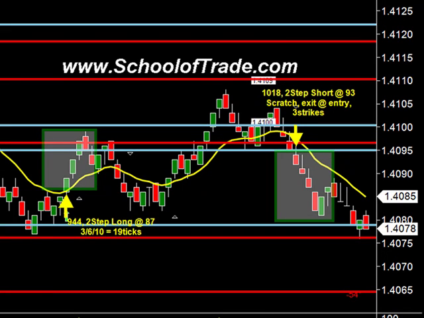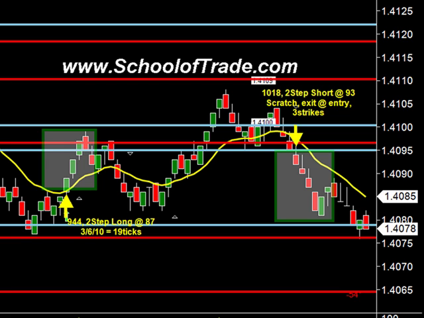944, this was a two-step long at 87. We took targets at 3 ticks, 6 ticks, and a runner at 10 ticks for a total of 19 ticks on that winner, just shy of 950 this morning, 944. It wasn't long thereafter, back at 1018. This, of course, was after we saw some news events pass. The U.S. Open at 930.